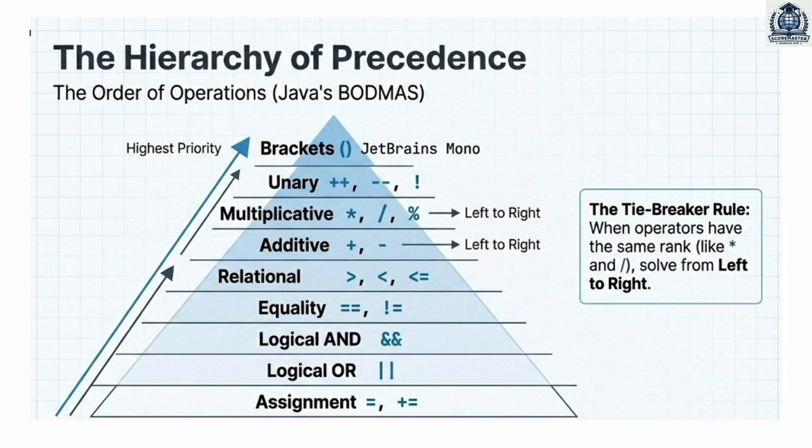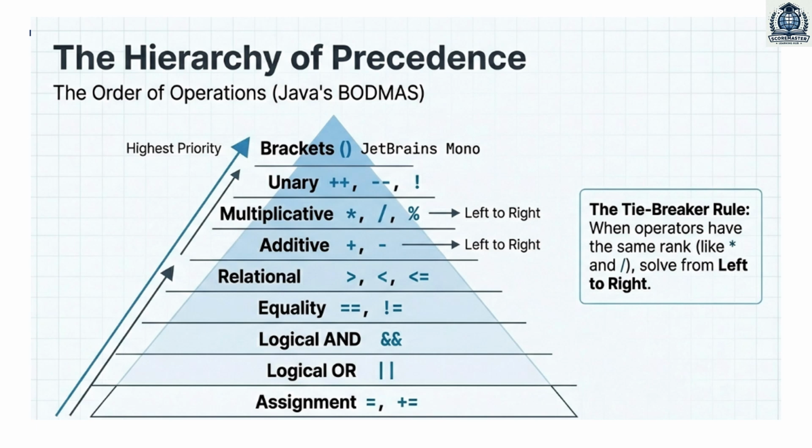Unary to multiplication/division to addition/subtraction. Memorize this ladder, or keep writing wrong outputs. Relational and equality come after math. Calculate first, compare later. Beginners reverse this and break logic. Logical and beats or. And is checked before or, so stop guessing and evaluate properly.